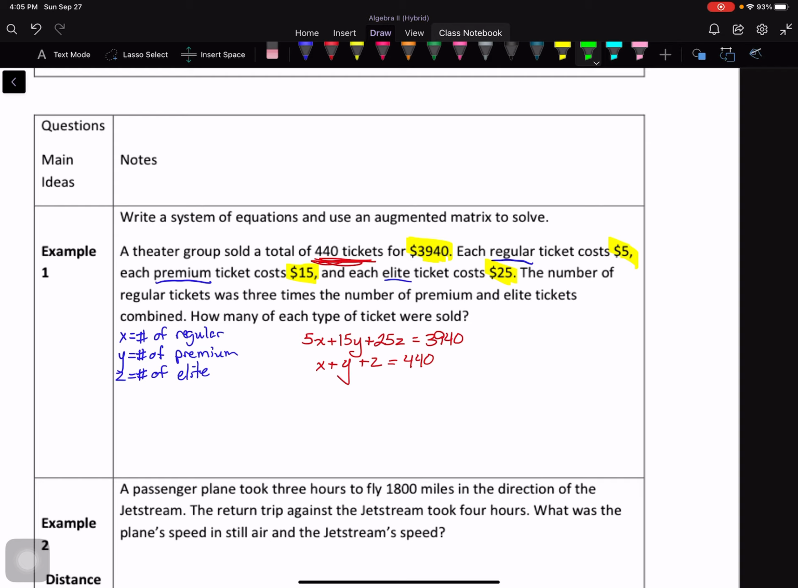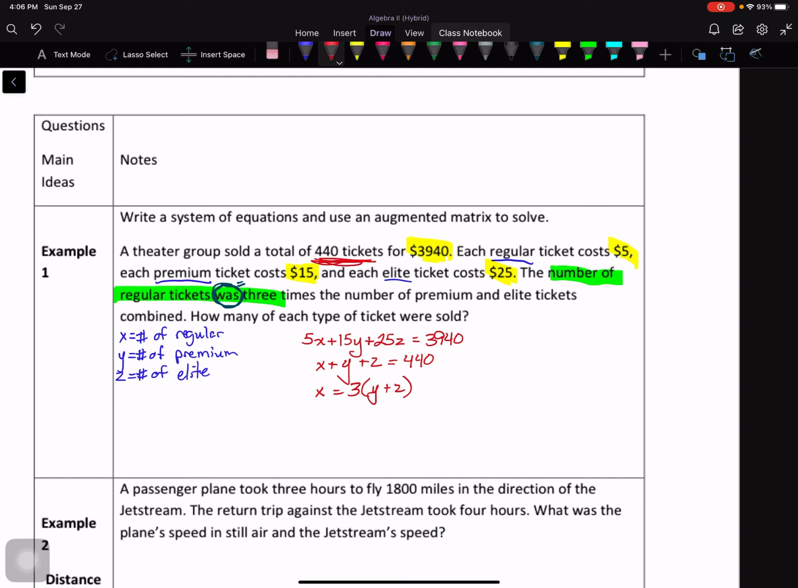So it says the number of regular tickets, which is X, was, this word was here is just another way to say equals, 3 times the number of premium and elite tickets sold. So X equals 3 times the number of premium and elite. So the number of regular tickets was 3 times the number of premium and elite tickets. So there is our third equation.